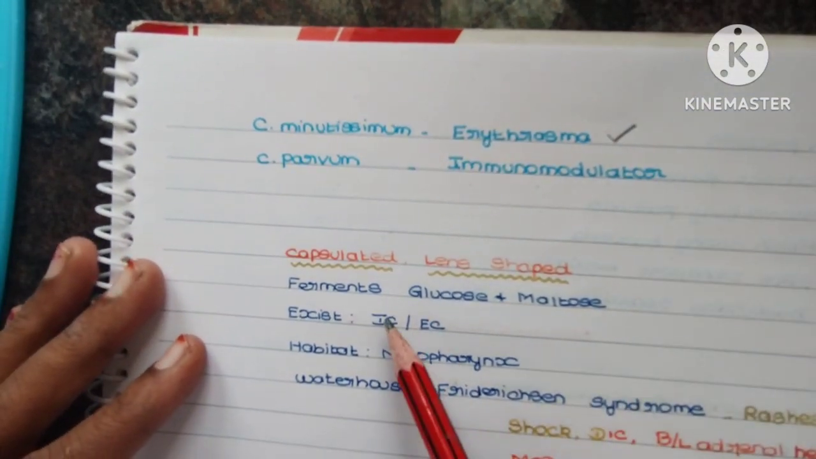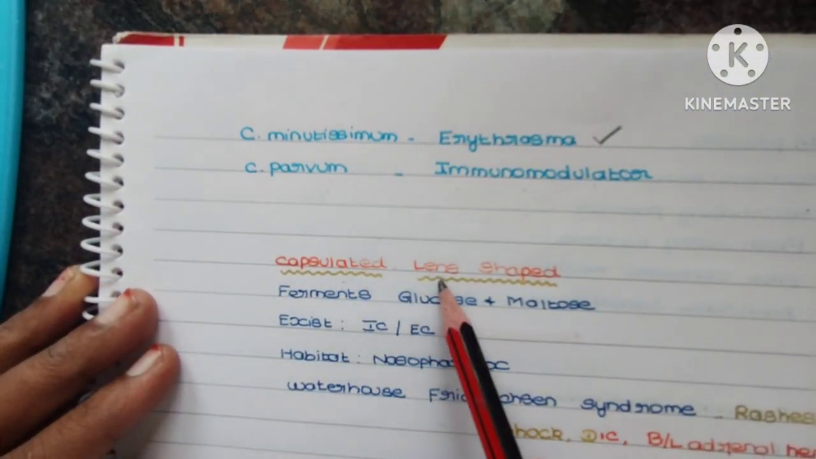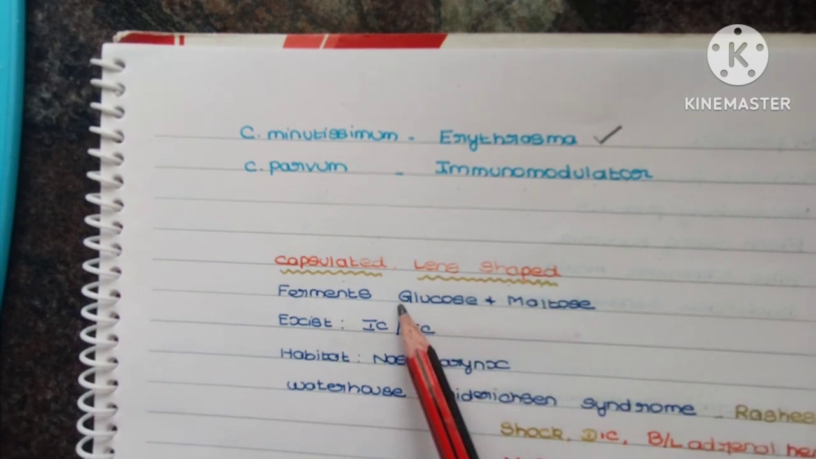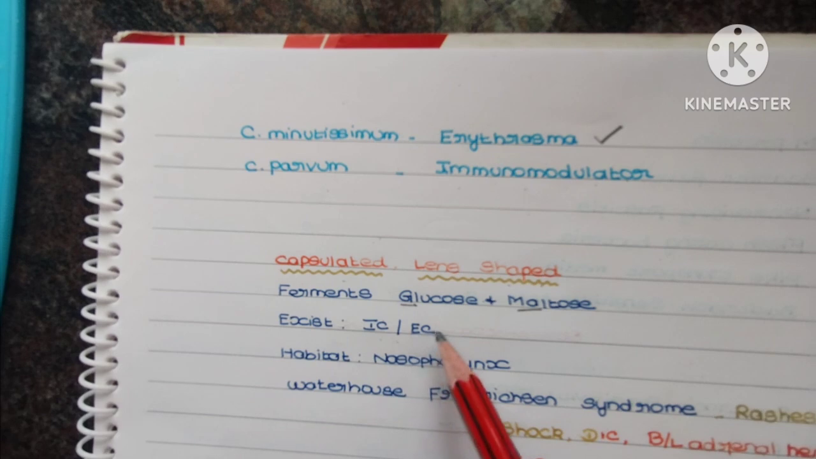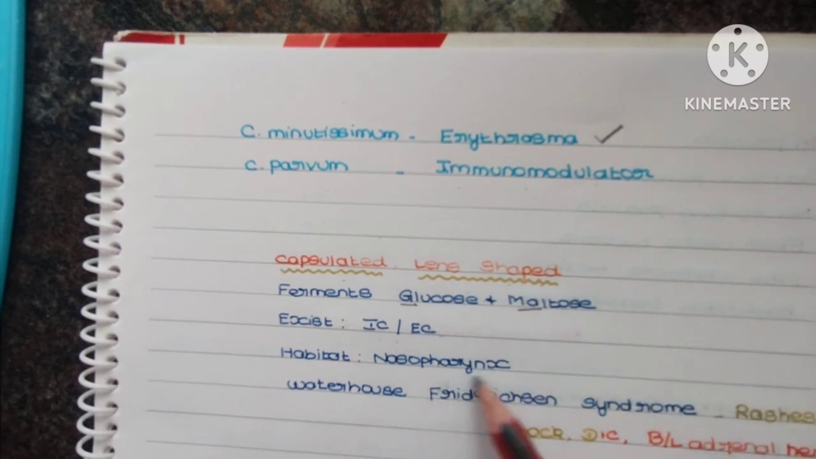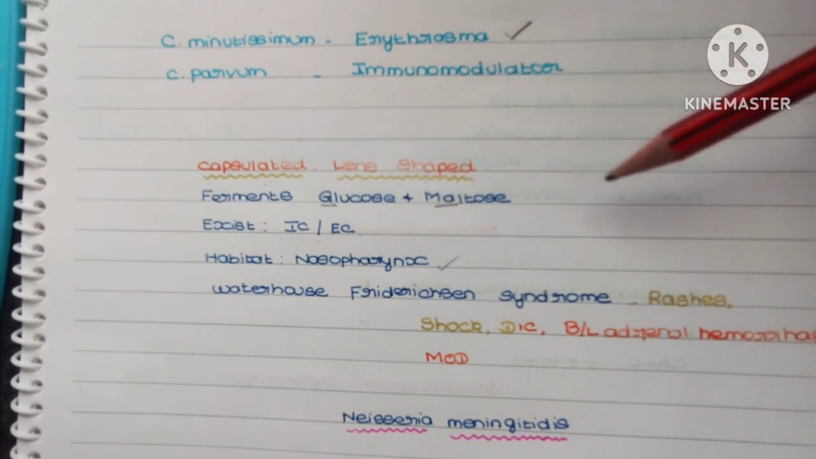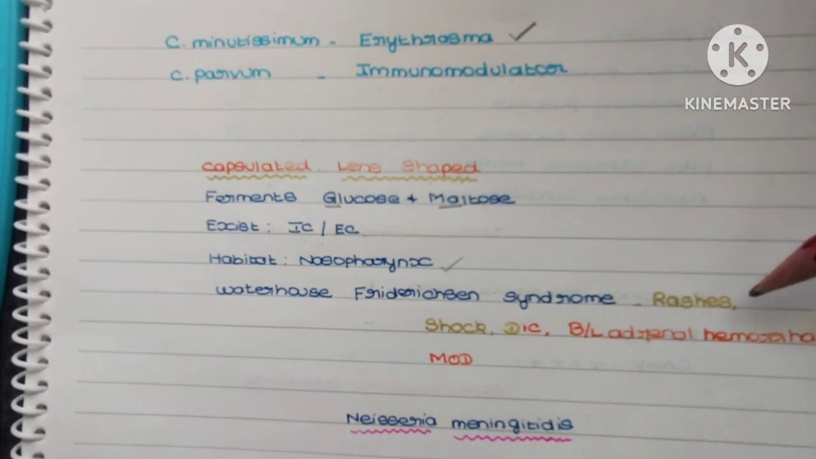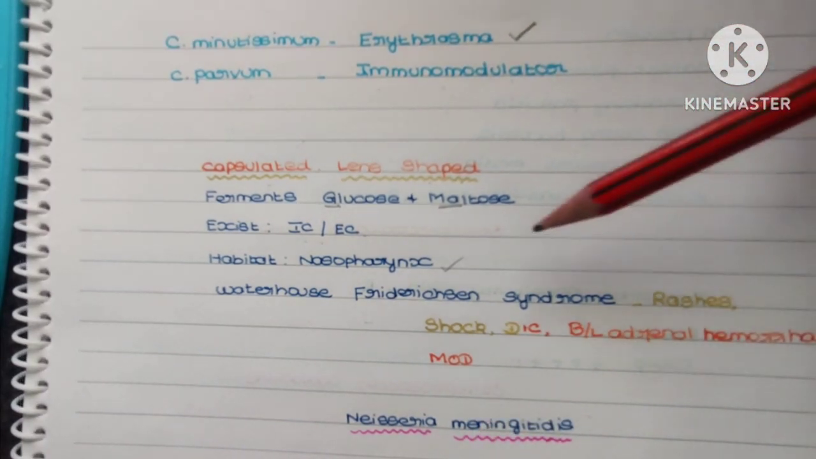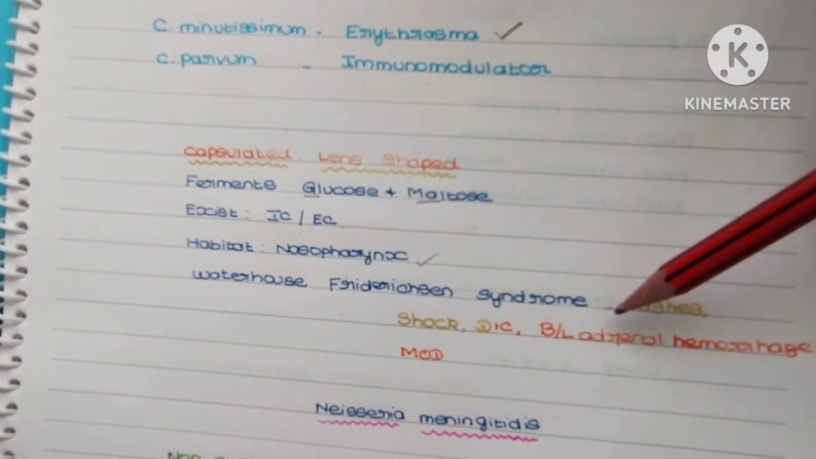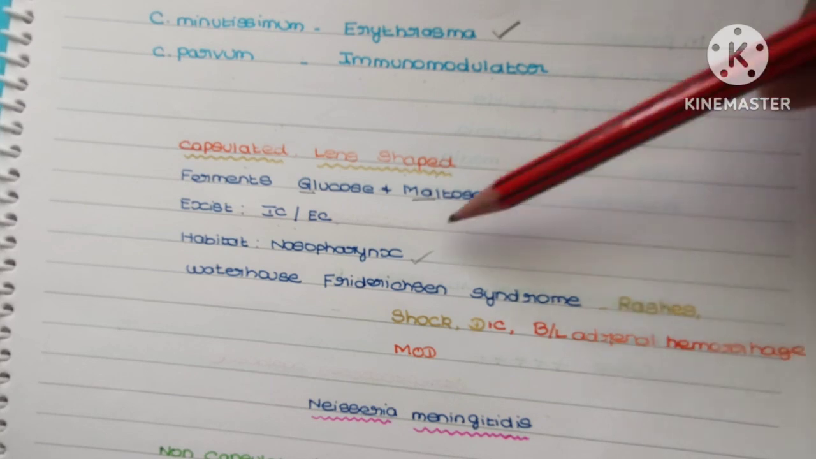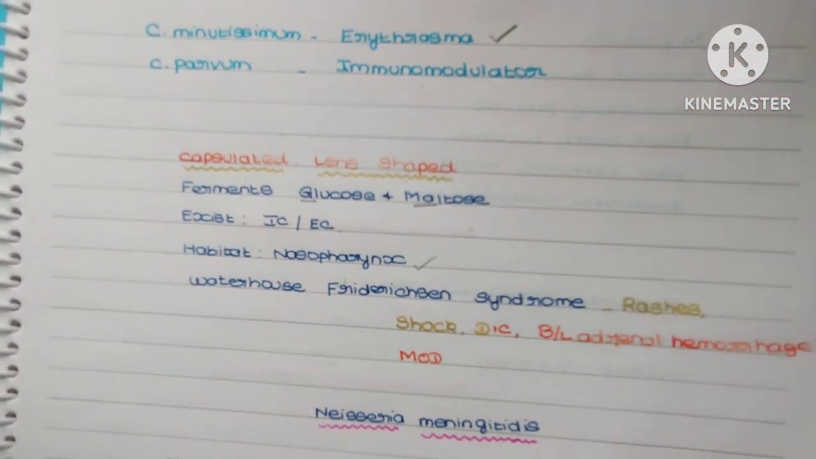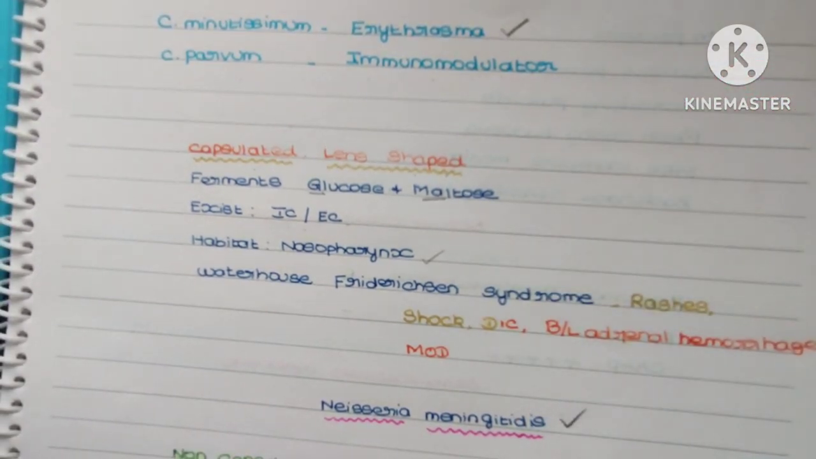So next, it is an encapsulated lens-shaped bacteria. It usually ferments glucose and maltose, and it can be seen either extracellularly or intracellularly, and is usually present in the nasopharynx. And you will come across this word Waterhouse-Friderichsen syndrome, which is manifested by rashes, shock, disseminated intravascular coagulation, bilateral adrenal hemorrhage, and multi-organ dysfunction. If you come across these words, it is Neisseria meningitidis.